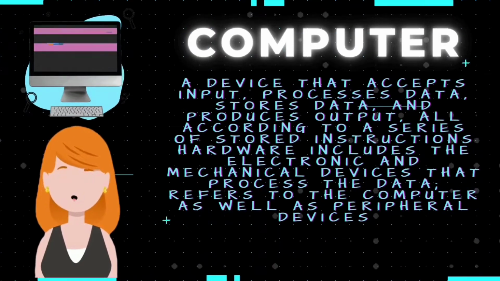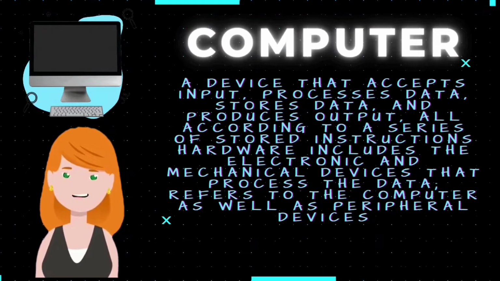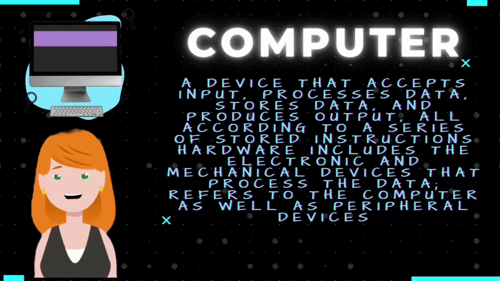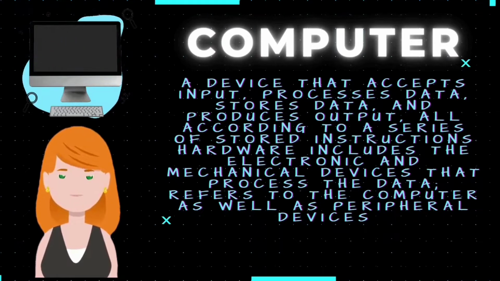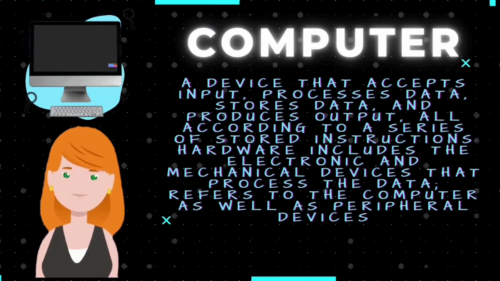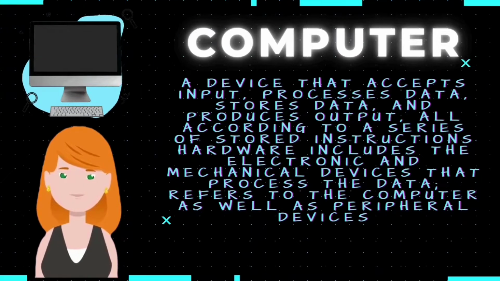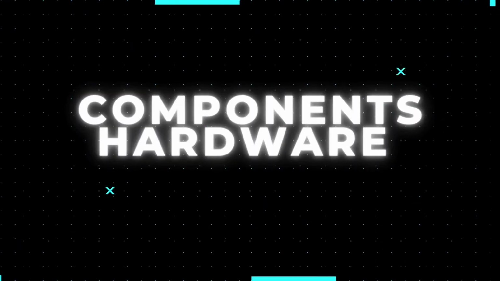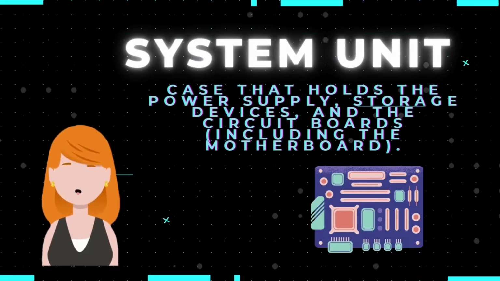Computer: a device that accepts input, processes data, stores data, and produces output, all according to a series of stored instructions. Hardware includes the electronic and mechanical devices that process the data. It refers to the computer as well as peripheral devices. Components of hardware. System unit.